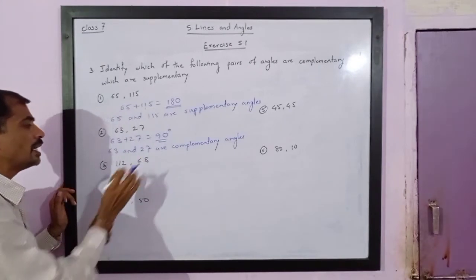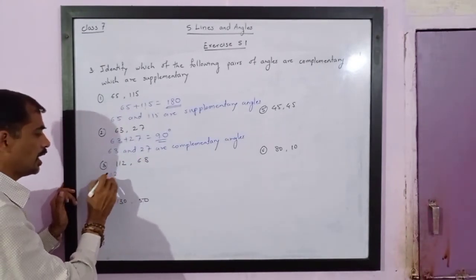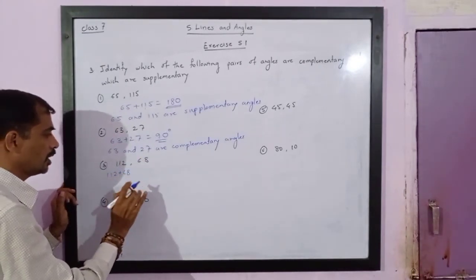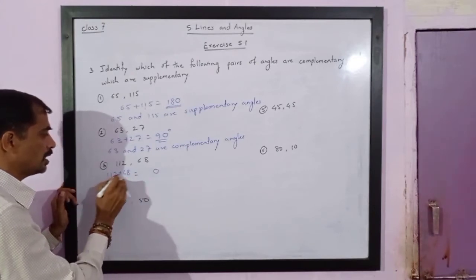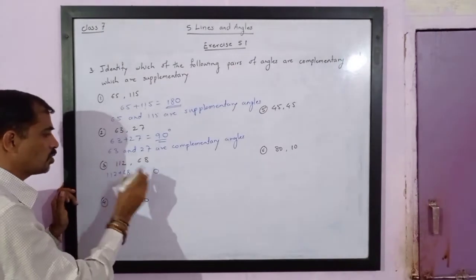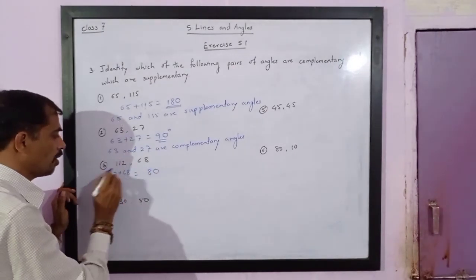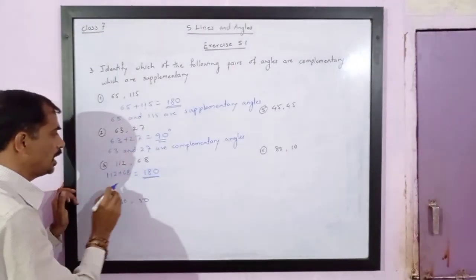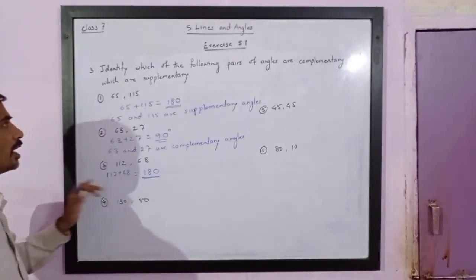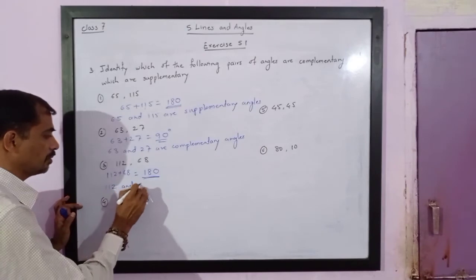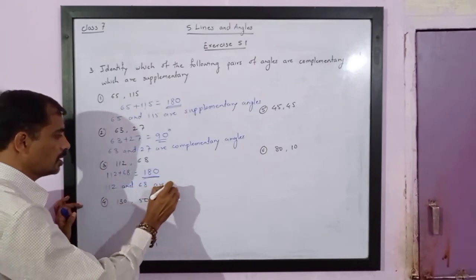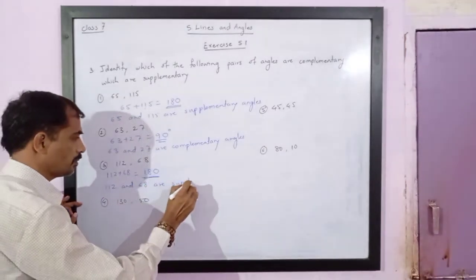Then 112 and 68, let us do their addition. 112 plus 68. Here you will get 8 plus 2 is 10, 1 carries, 6 plus 1 is 7, plus 1 carry is 8, and 1 from the hundreds place. So the addition is 180 degrees. It means the angles are supplementary angles. So 112 and 68 are supplementary angles.